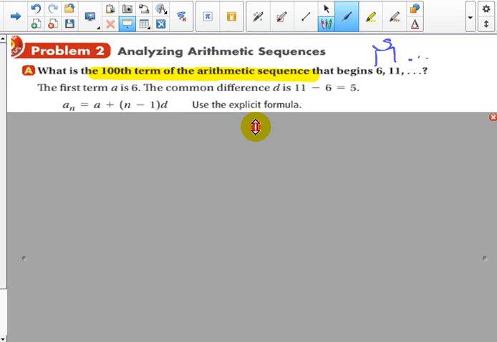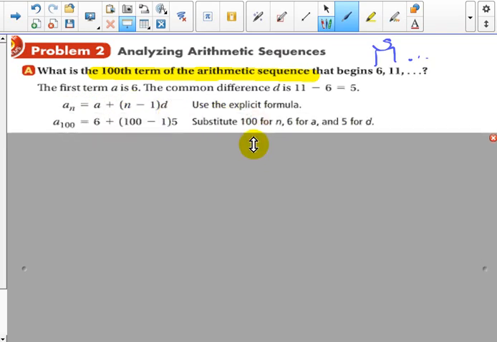We know that we're going to use a sub n, and that's what I had you copy in your notes, equals a plus n minus 1 times d. Now we're just going to plug in. What term did they ask us for? What is the 100th term? So we want to know a sub 100 is equal to... And what is our first term? 6. So that becomes your a.